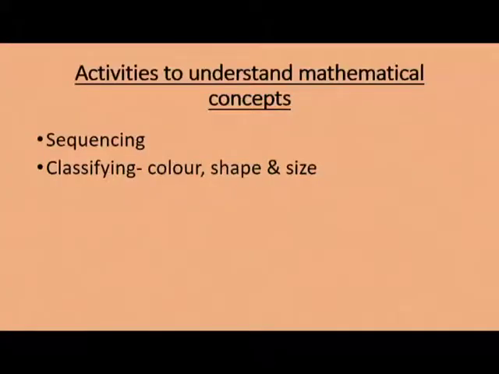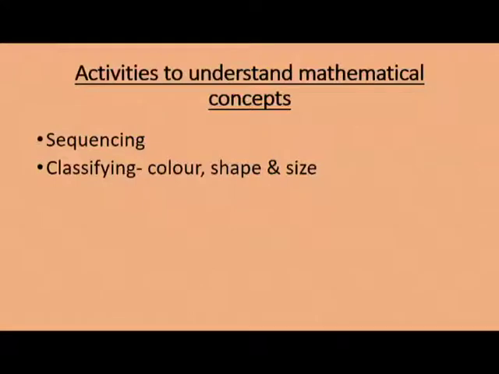Alright. Our next concept is classifying. Now, what is classifying? Classifying is when we group things. So we group things according to the 3 different attributes that we have there. I group them according to color, or I can group my objects according to shape, or I can group my objects according to size.